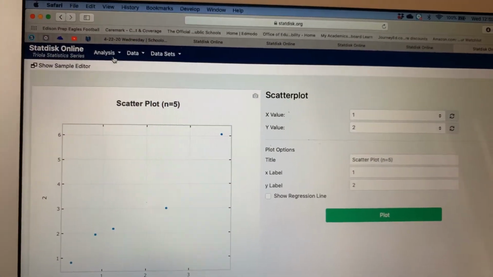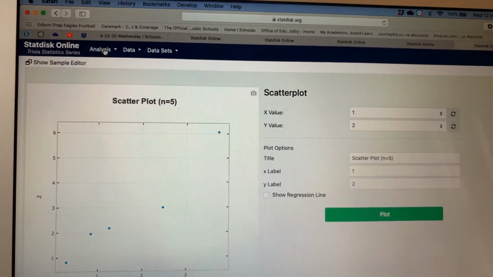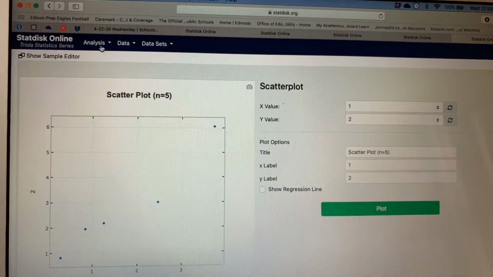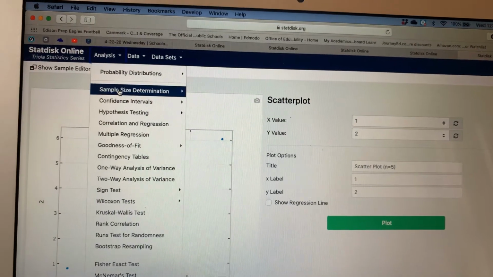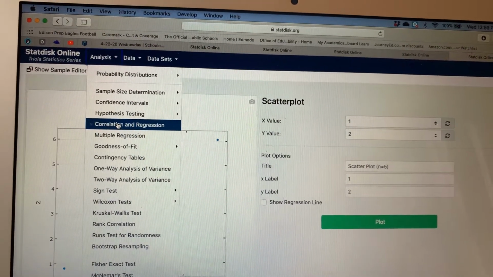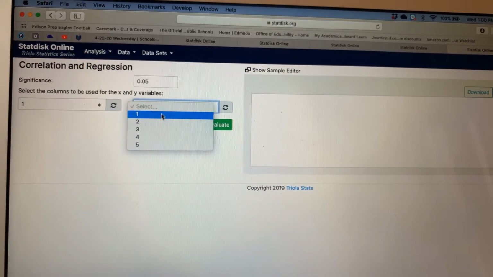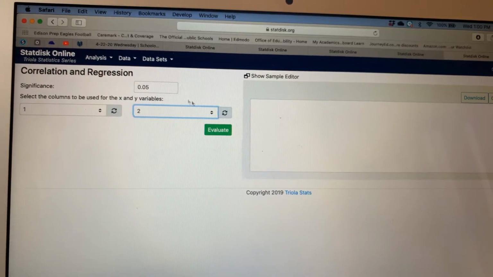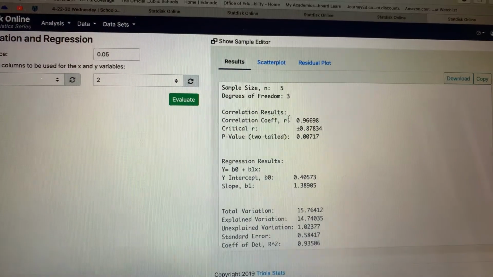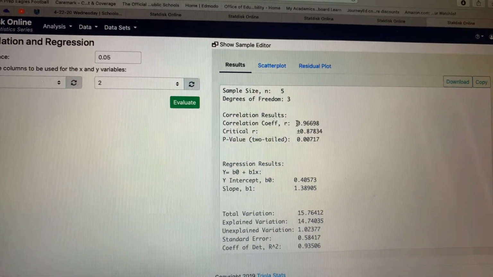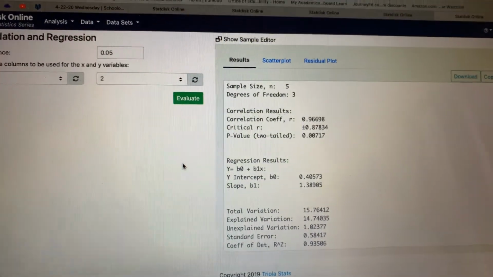Okay, so let's go ahead and now find the correlation coefficient. So we have to go to analysis, which apparently still doesn't want to click correctly. There we go. Okay, analysis and then correlation and regression. So again, I have to tell it the X and Y variables, X value is column 1, Y variable is column 2, and we don't mess with the significance, so we'll evaluate. All right, so we come over here and see our correlation coefficient R is 0.96698. That's a very strong correlation value.